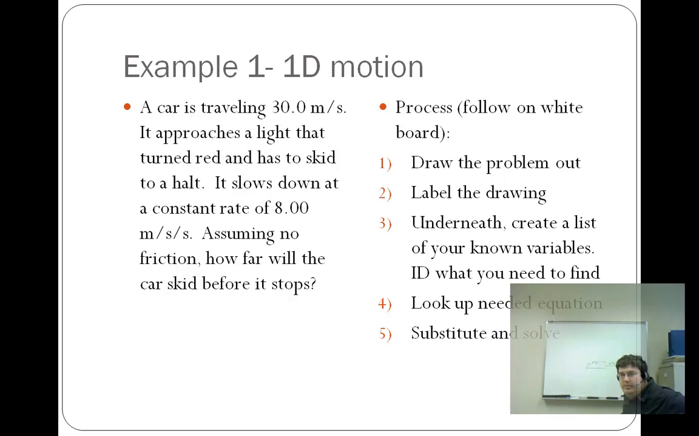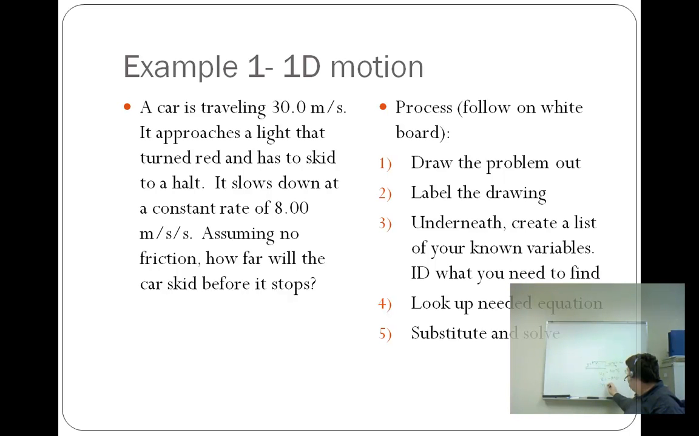Assuming no friction, how far will the car skid before it stops? Okay, so I've got my diagram, it's labeled. Now underneath I'm going to create a list of my variables. So I know I've got VI, that's 30 meters per second. I've got A, which is negative 8 meters per second squared. Now why is it negative? Well, the car is moving in that direction, so that way is positive. Acceleration is acting in that direction, so it's directly opposed to the direction of motion. That's going to make it negative.